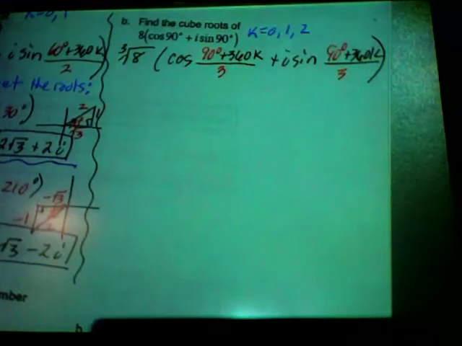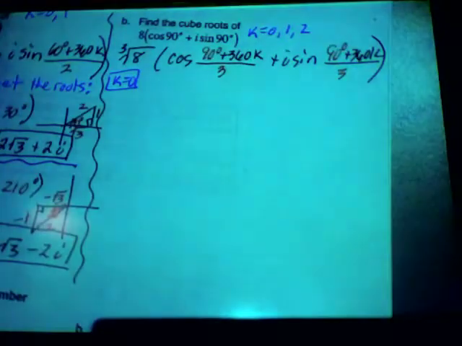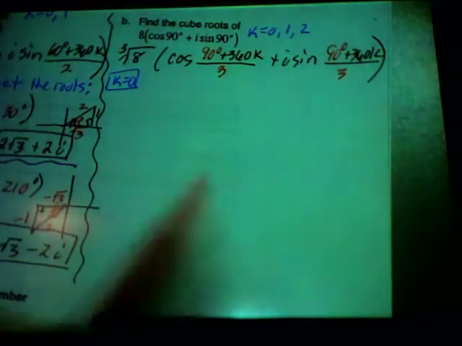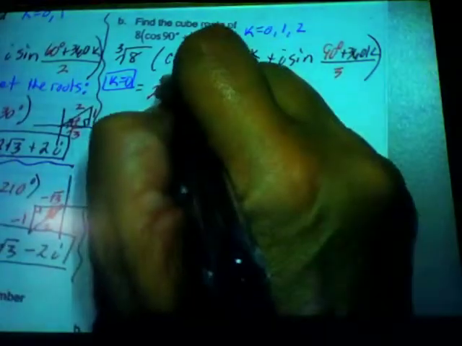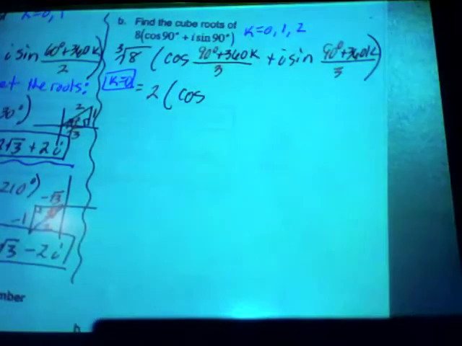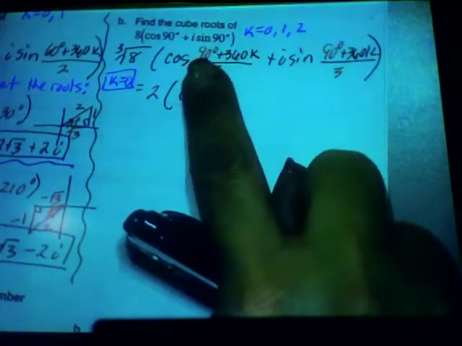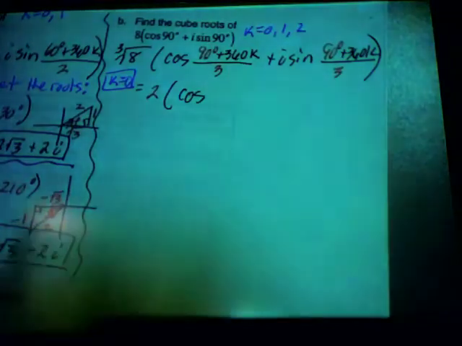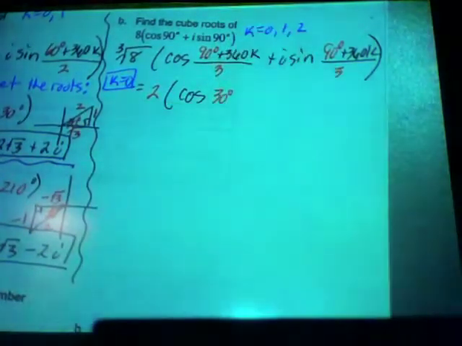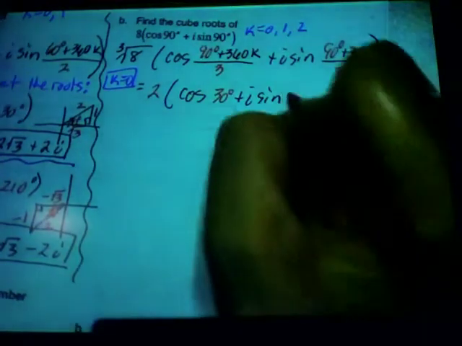So then we have to do it 3 times. So we're going to let k equal 0. That one's usually the easiest. So cube root of 8 is what? 2. And then we're going to take the cosine of, if k is 0, that becomes 0, so what's 90 divided by 3? So 30 degrees plus i sine of 30 degrees.